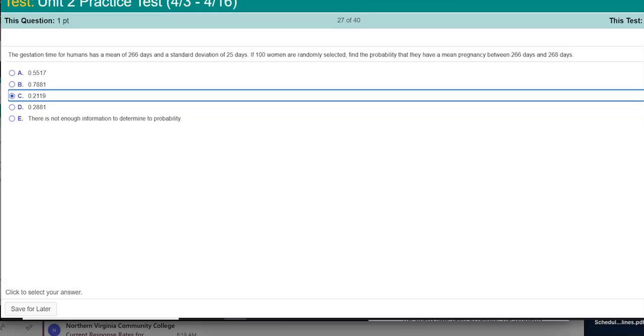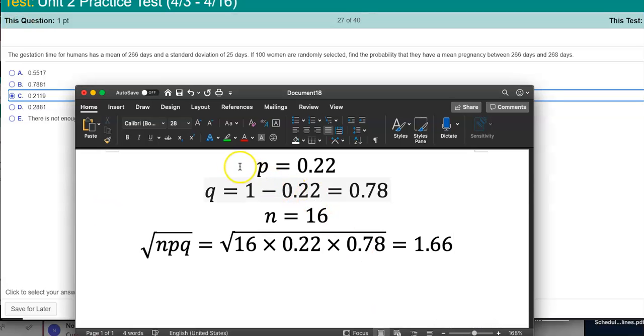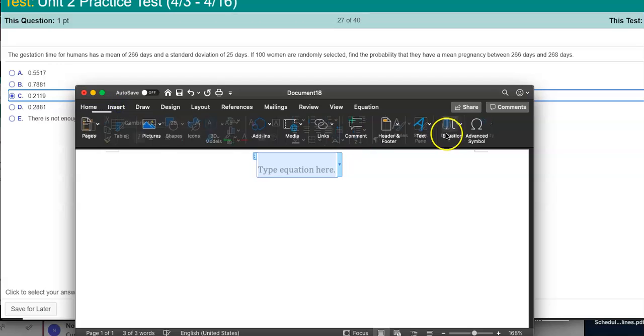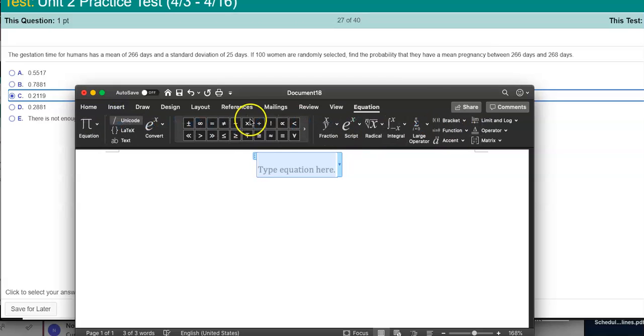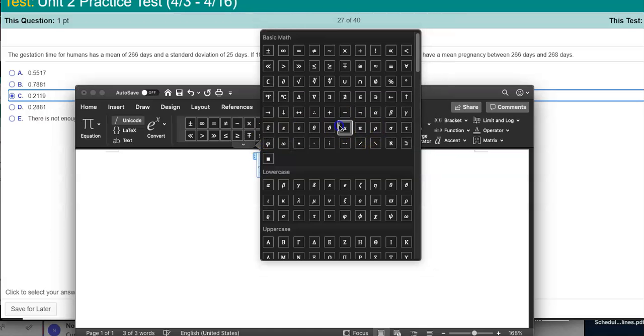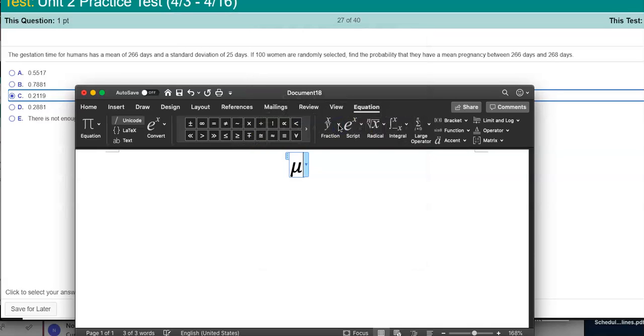Right, number 27 this time. The gestation time for humans has a mean of 266 days. Whenever they give me something like that, I want to write these down. So mean is, but I gotta use the symbol, right? The gestation time for humans, that's population right there. Mu equals 266.